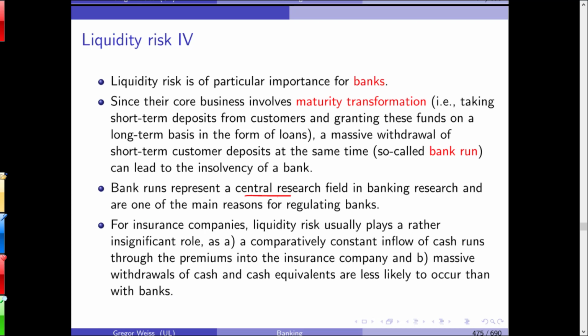By the way, liquidity risk is not so important for insurance companies. Why? Assume you have a property and casualty, a P&C insurer. In German, Sachversicherer. If you have a P&C insurer, they will insure cars, for example. And they will receive premium payments every year or every month. They will have steady incoming cash flows, and they will only pay out cash in case of accidents.